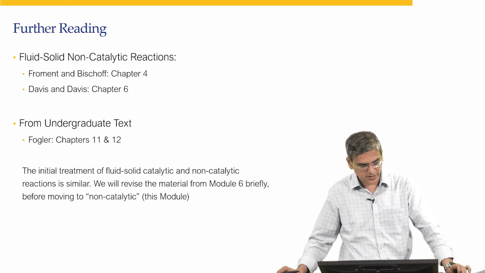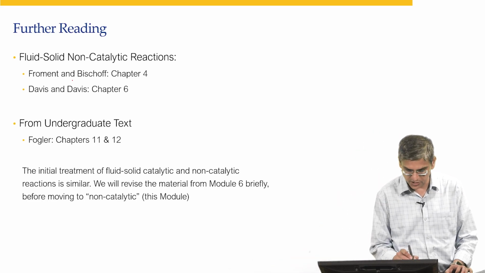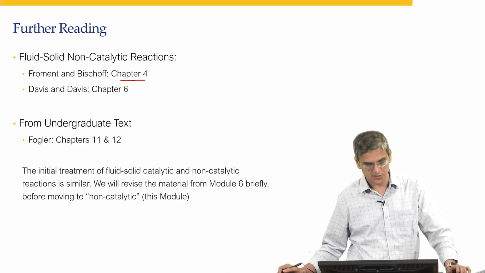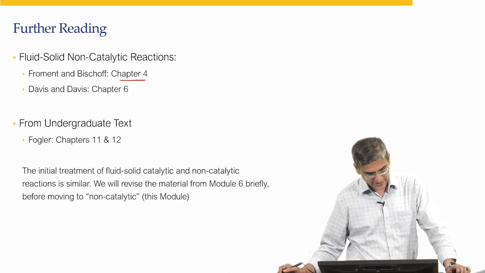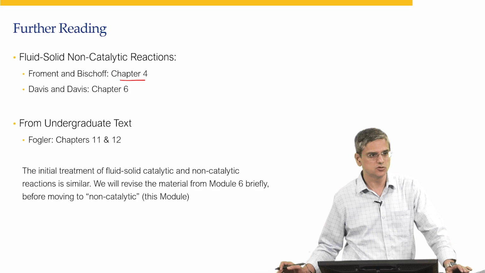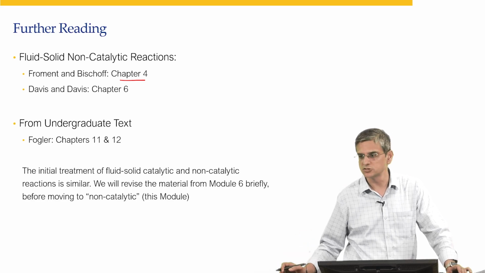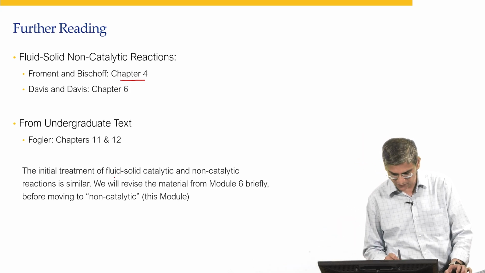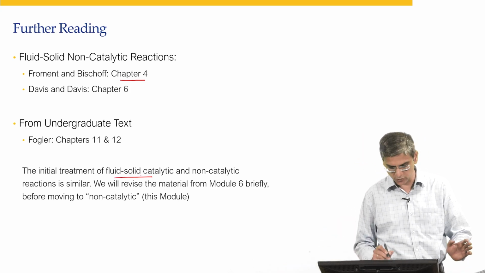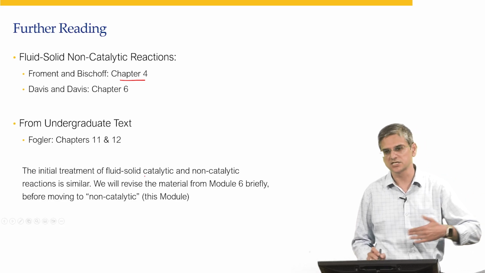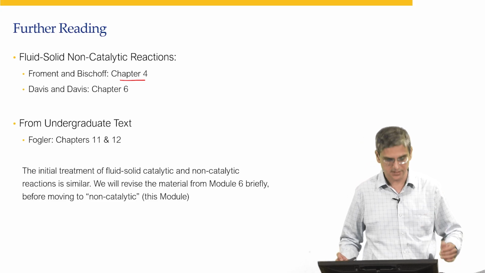So for further reading, it's basically Froment and Bischoff chapter 4. That's the main chapter from which all of the material will be derived. Now these types of systems are analyzed in two parts. The first part is to treat it as a fluid solid catalytic or fluid solid system. That means whether there is internal resistance, external resistance and all that. So that is looked at.